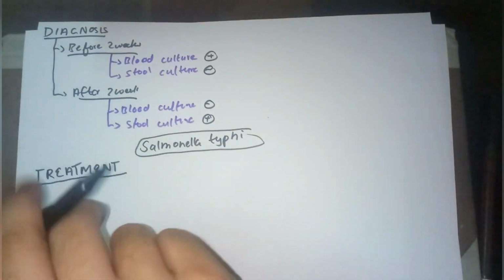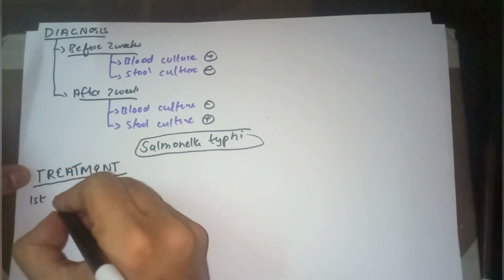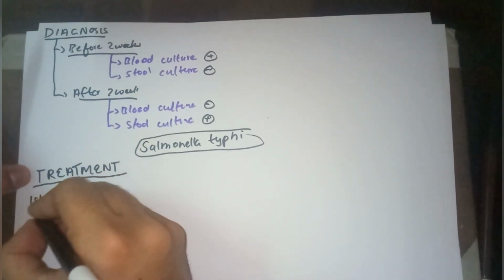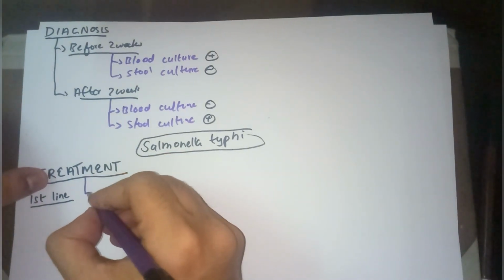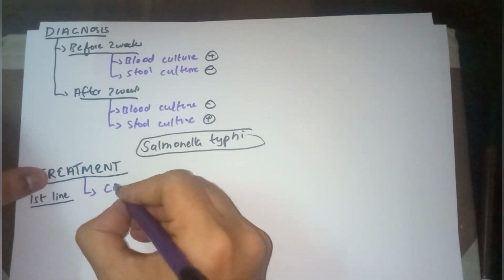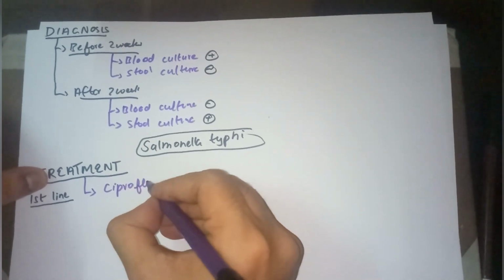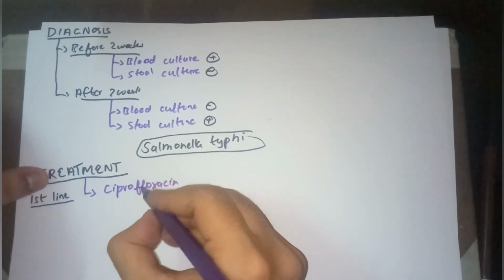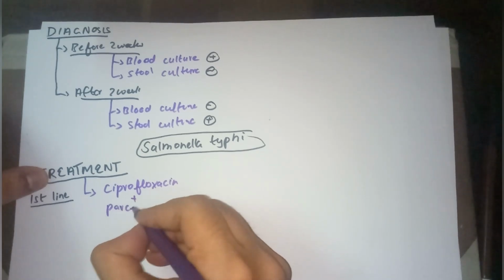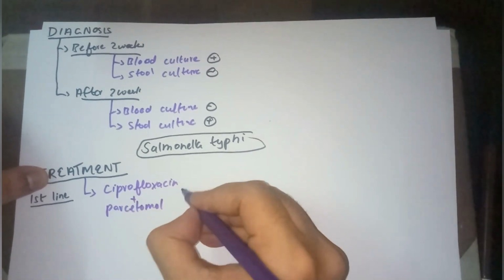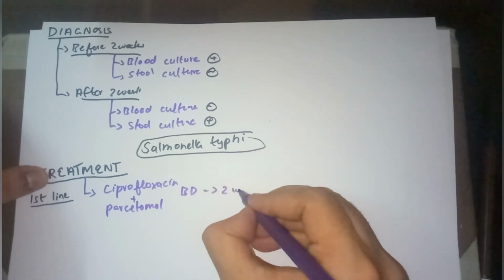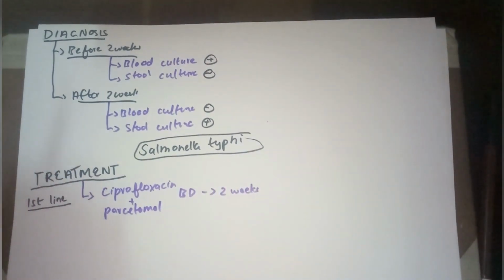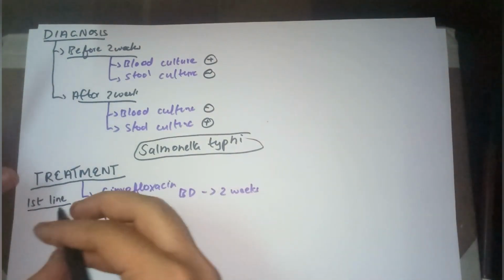What are you gonna do? First line treatment. Once you have diagnosed Salmonella typhi mainly due to blood culture, what you're gonna do? What is the first line treatment? Ciprofloxacin. Just give him ciprofloxacin plus paracetamol BD for how much time? For 2 weeks.